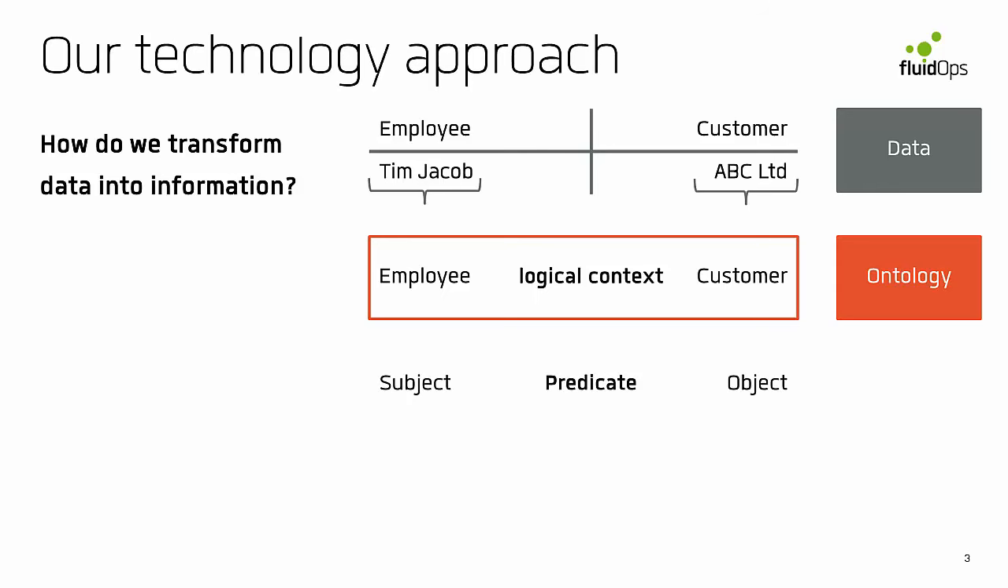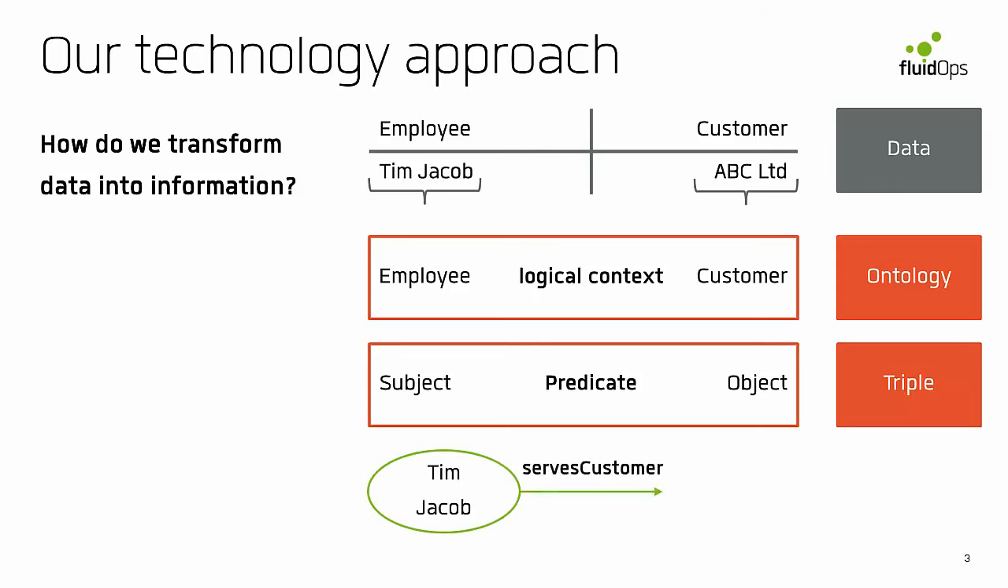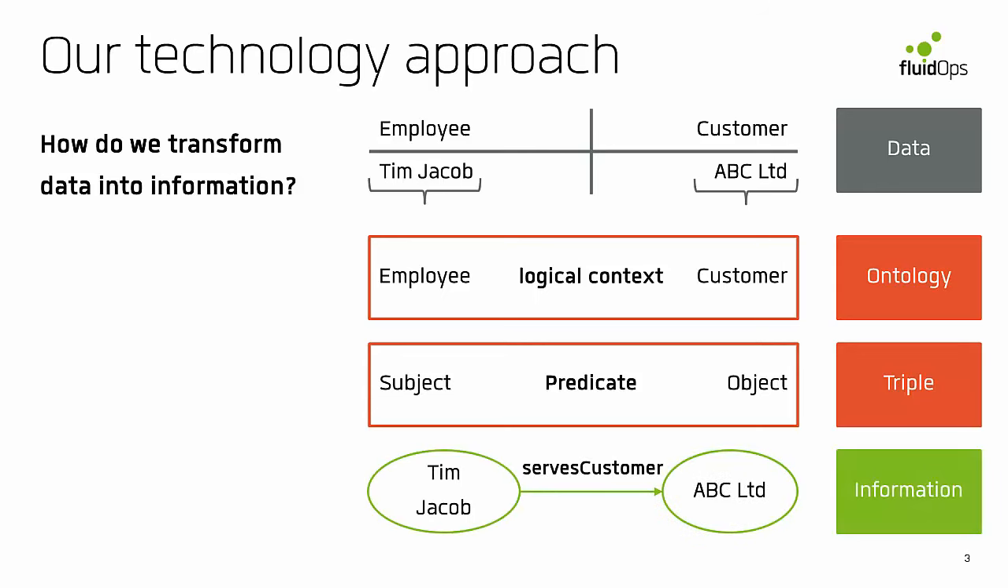So this information is now converted to an ontology where we store information using subjects, predicates, and objects, and those form triples. So this looks like the following. We have Tim Jacob, which is a URI, or this resource is identified by a graph node, serving the customer ABC Limited.